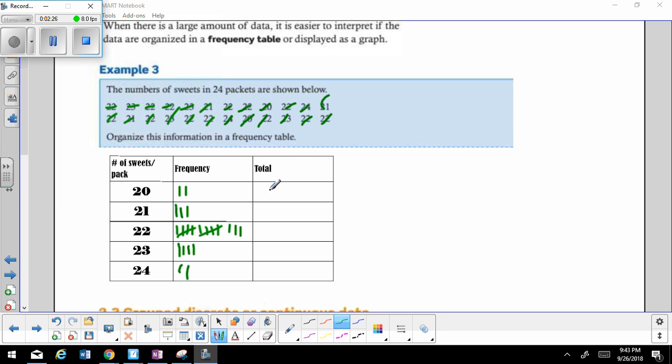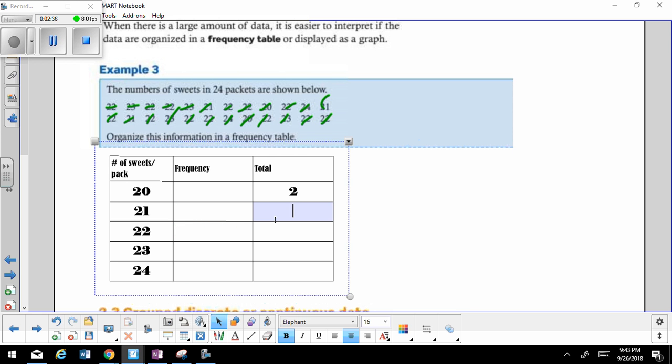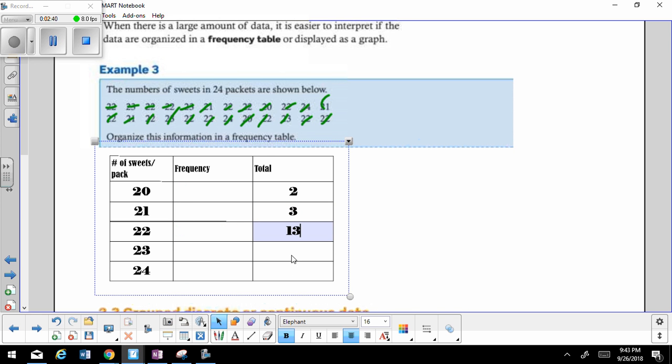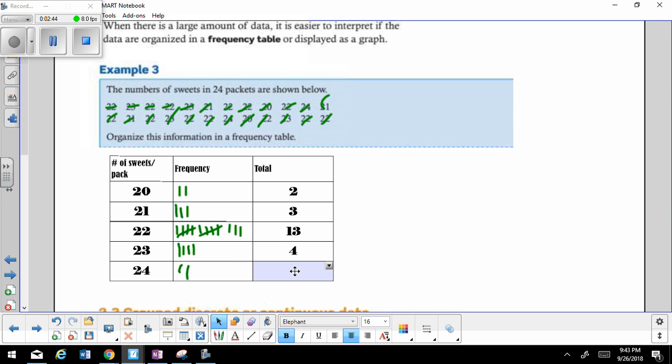All right, so this is what your chart should look like. So adding up everything for your total, you see that we have 2, 3, which is not that number, 13, 4, and 2.